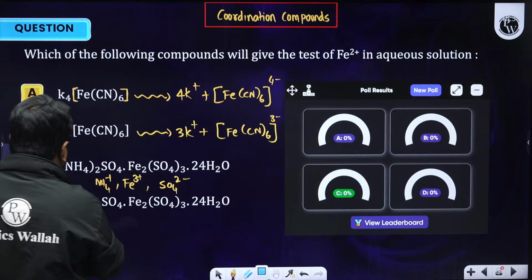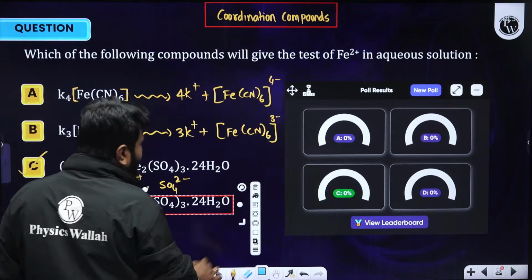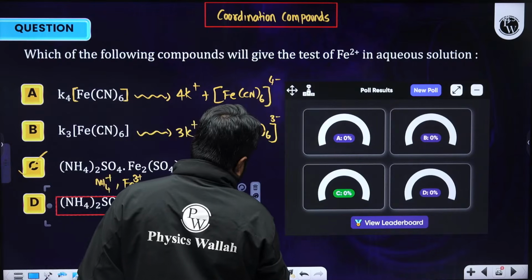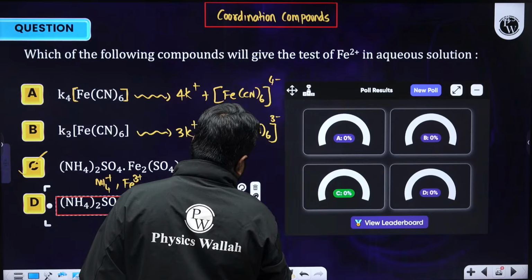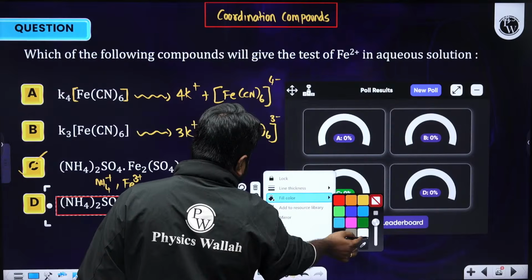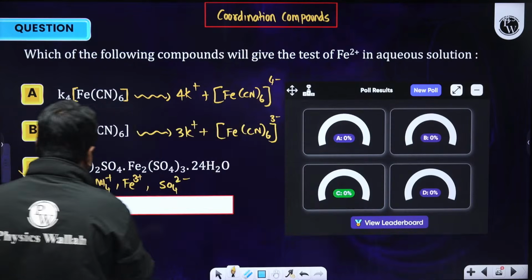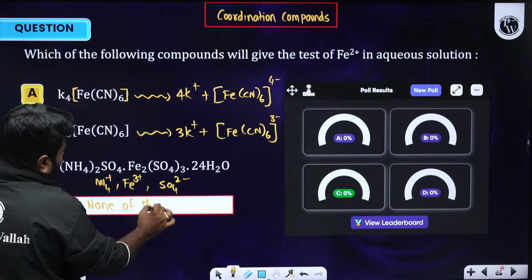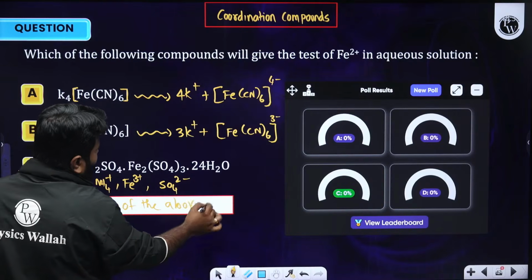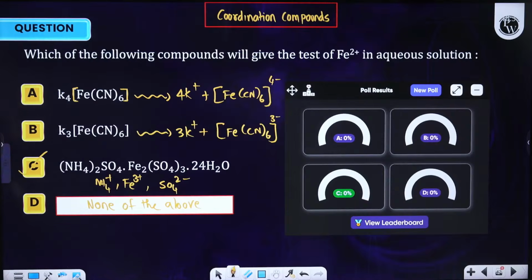You guys can keep option D as none of the above, my dear students. That is better. Same options are given. Then next question.